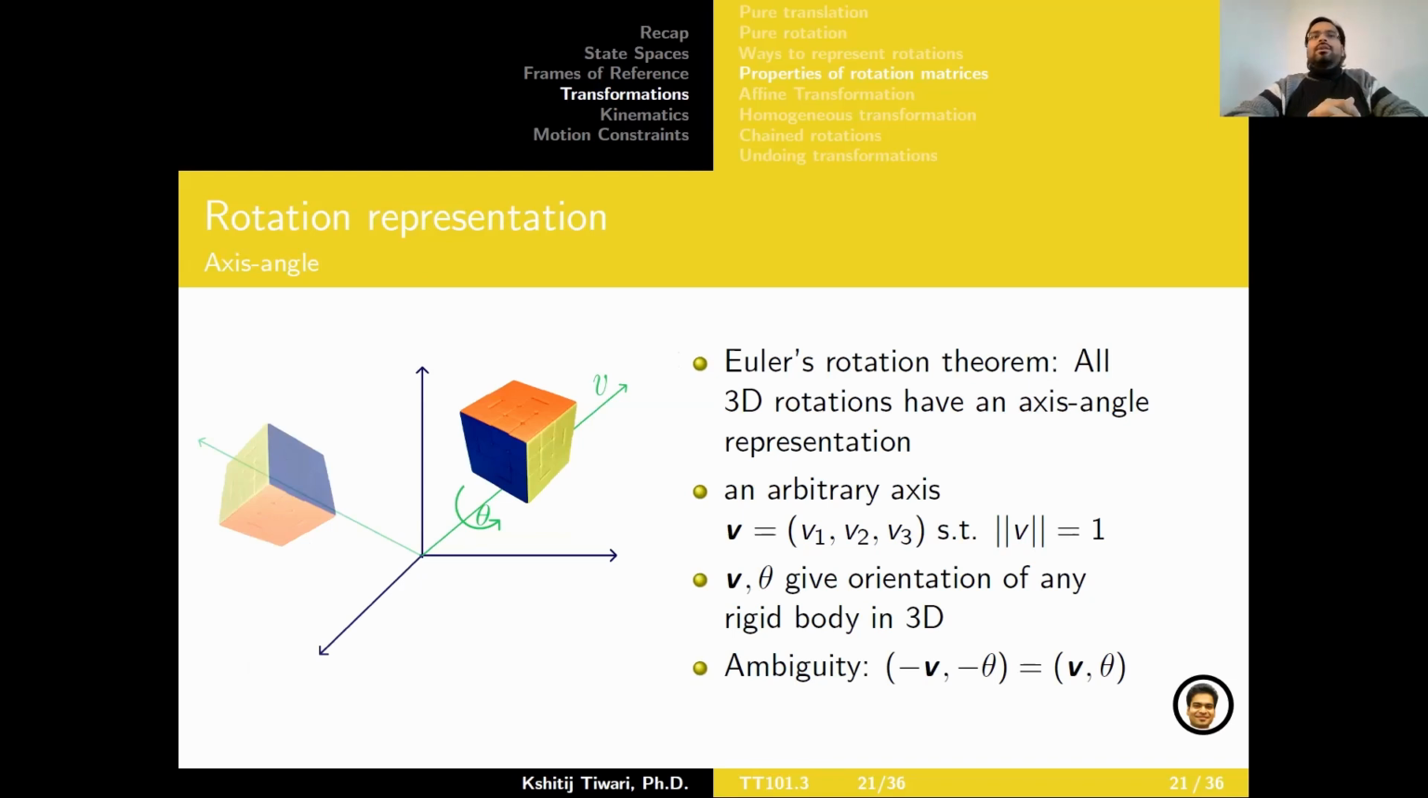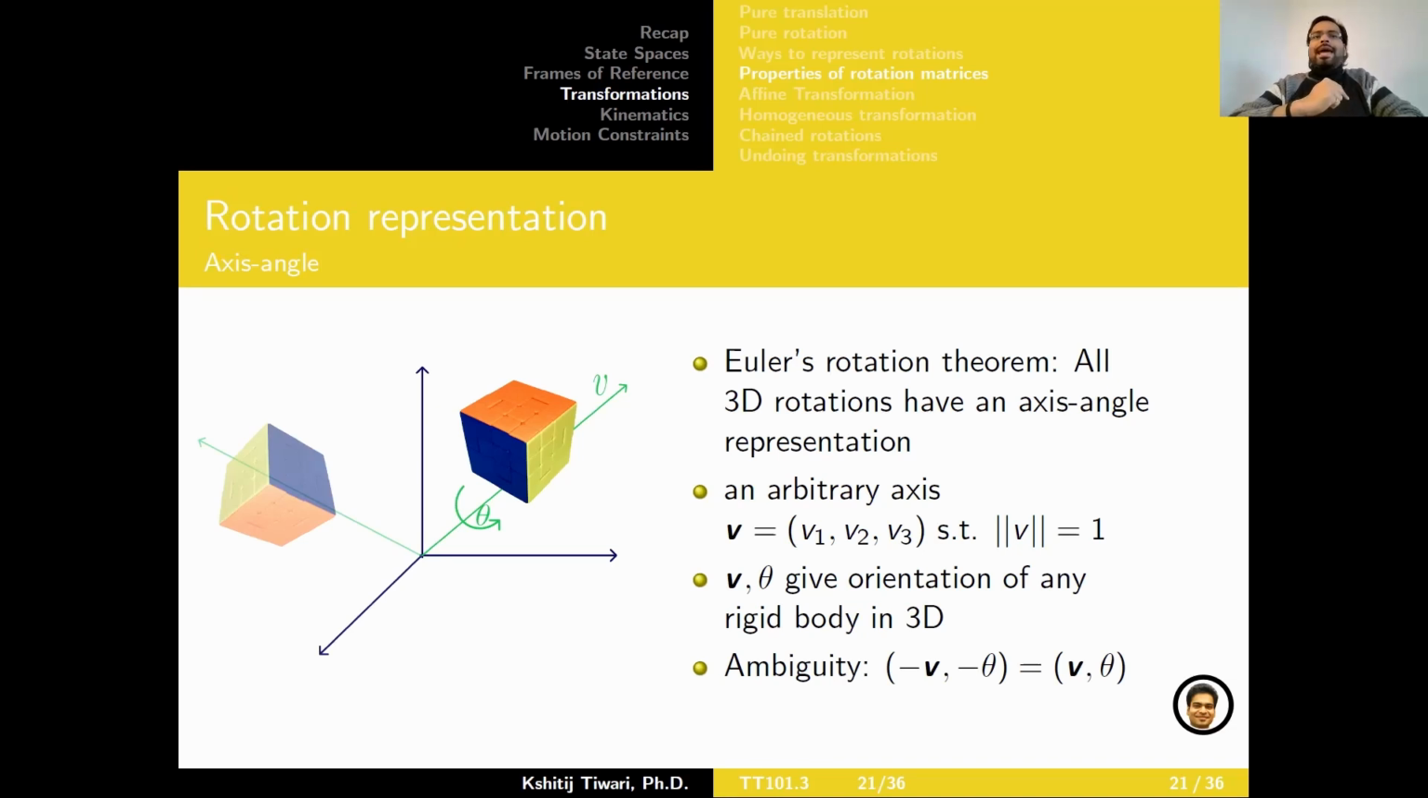Another way of representing the rotation is the axis angle representation. In this representation, as the name suggests, you're going to have one axis and one angle that would be sufficient to represent the rotation of a rigid body in 3D space. Euler's rotation theorem says all 3D rotations have an axis angle representation, which means you need an arbitrary axis V, which is shown by the green vector here, which needs to pass through the origin of the absolute frame. So in this case, we are talking about the world frame, say, so it needs to pass through the origin.